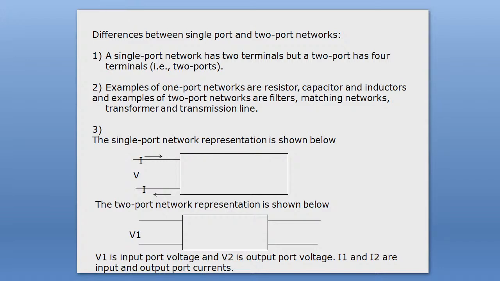For the two port network, there are two voltages, at the input side and at the output side, V1 and V2, and their corresponding currents I1 and I2. I1 current will enter into the network and leave from the network through the lower input terminal. Similarly, the current I2 will enter the network through the upper terminal of the output side, and it will leave from the network through the lower terminal of the output side.